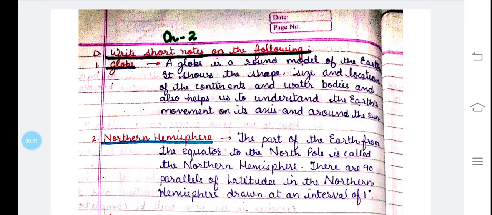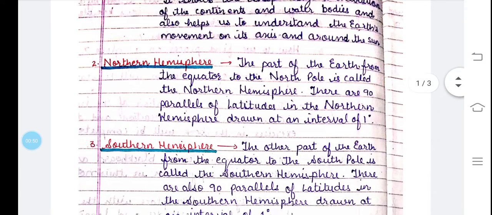Second is northern hemisphere. The part of the earth from the equator to the north pole is called the northern hemisphere. There are 90 parallels of latitudes in the northern hemisphere drawn at an interval of 1 degree.